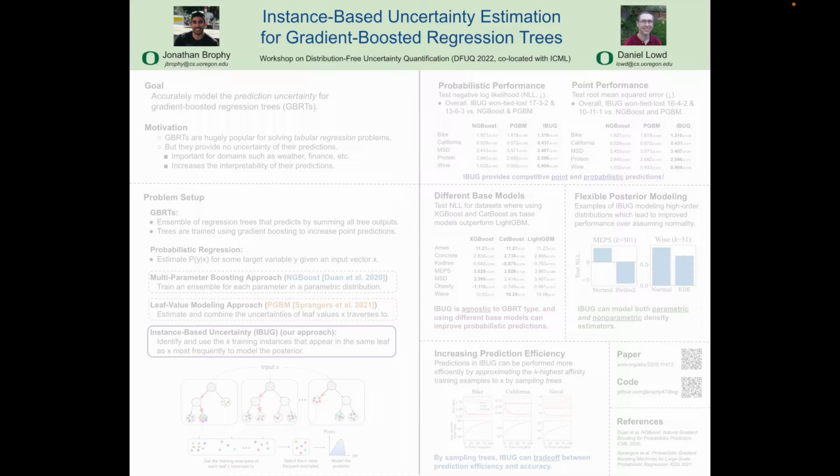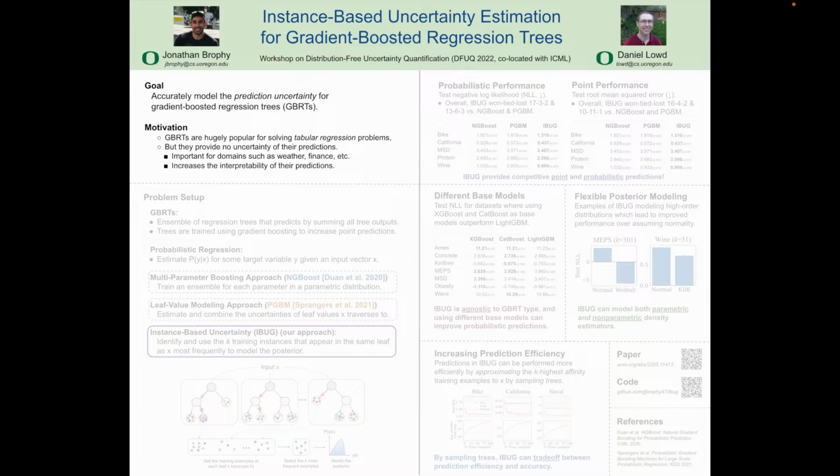This is joint work with my advisor, Daniel Lowd, at the University of Oregon on instance-based uncertainty estimation for gradient-boosted regression trees. Now, the goal of this work is to accurately model the prediction uncertainty for different gradient-boosted regression tree models. Now, GBRTs are hugely popular for solving regression problems, especially when the data is tabular.